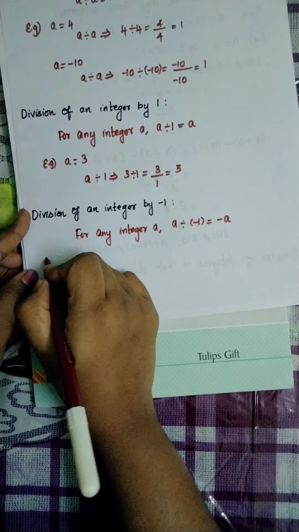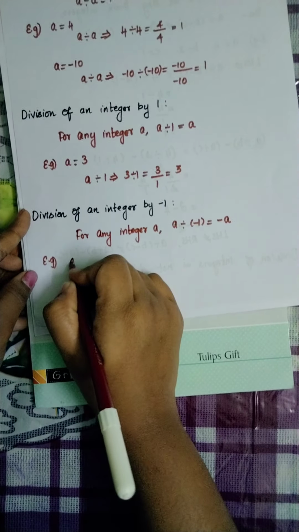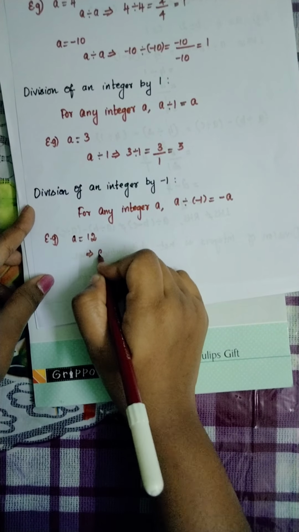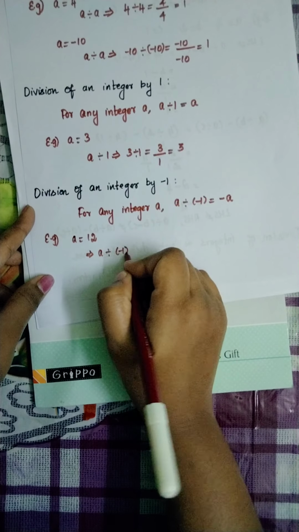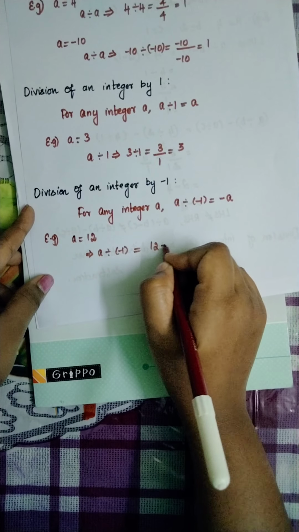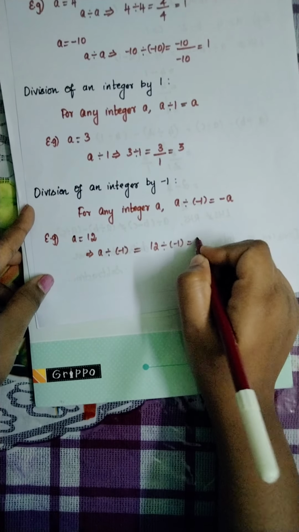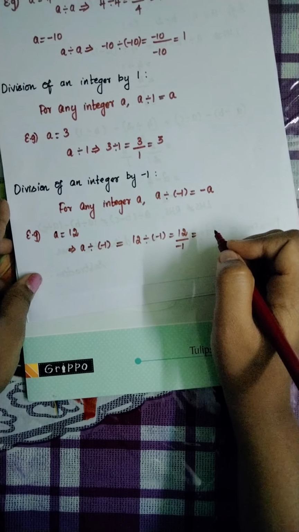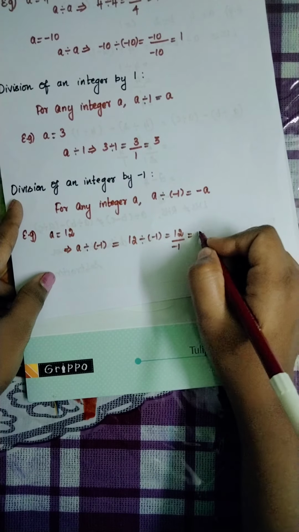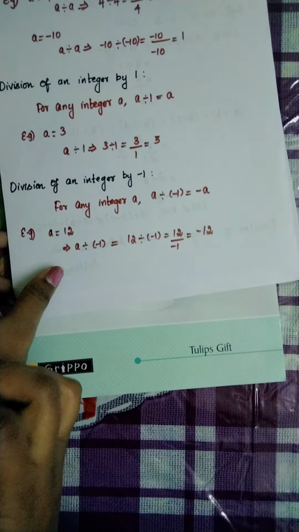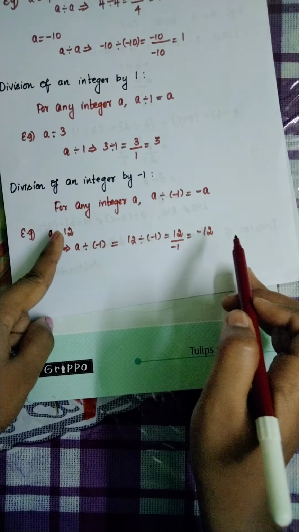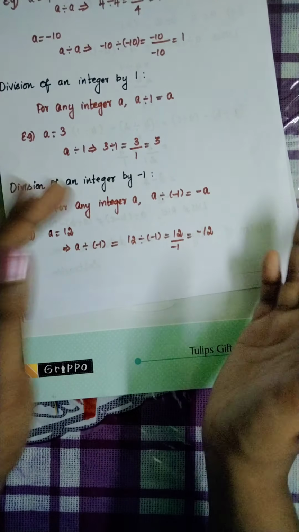You can see an example. Value for a is 12. So a divided by minus 1, that is 12 divided by minus 1. What is the answer? The answer is minus 12. Our question is 12, so our answer is minus 12. This is just the inverse of the number.